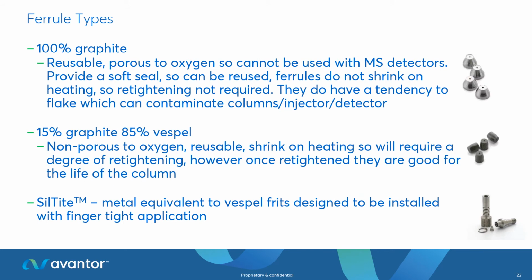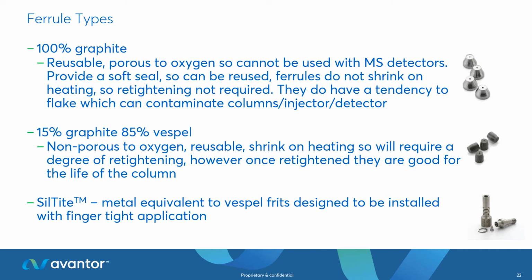I mentioned the ferrules. There are three common types of ferrules. There's graphite ferrules. These are reusable, and they're very malleable, which makes them ideal if you're on a bit of a budget. However, they are porous to oxygen, and so really not ideal for MS detectors. They do have a tendency to flake though, and little bits of carbon can come off, which is why changing rather than reusing a graphite ferrule when installing a new column is recommended.